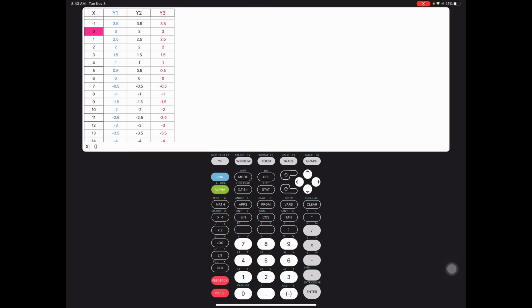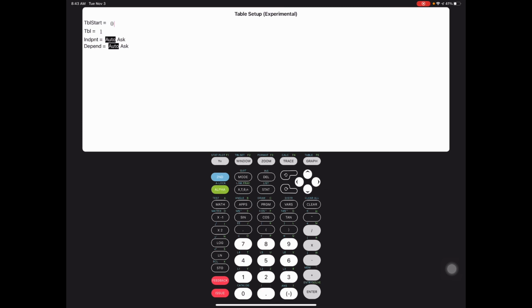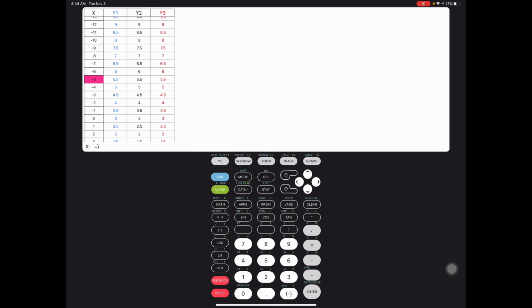Now this table you can manipulate to show you what you want. You do that by hitting second window. This is your table set screen. So you can decide where you want to start. So let's say I want to start at -5. You can decide what you want the table to change by. Right now I'm going by ones, but you could make this 0.5, 0.2, by twos. You can change that at any point. So that way, when you go back and look at the table by hitting second graph, you can see my table starting at -5. So you can manipulate what you see.